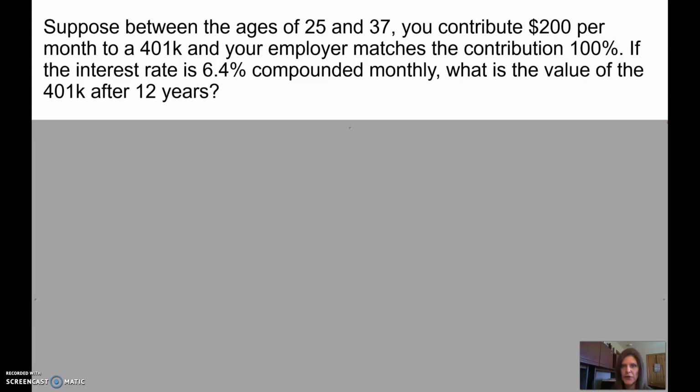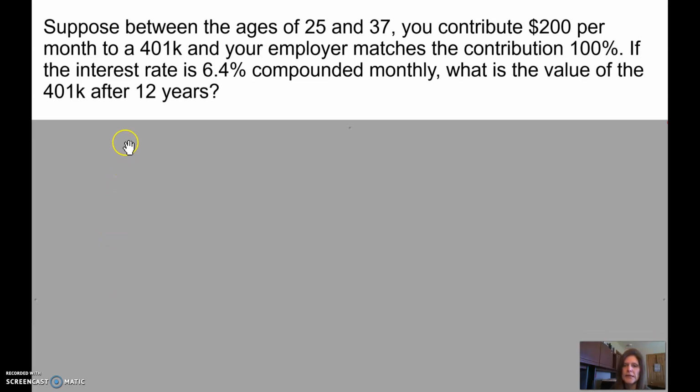Now that we've had a little practice just using the annuity formulas, let's put it into some context, into a real life kind of problem. This says, suppose between the ages of 25 and 37, you're contributing $200 per month to a 401k and your employer matches the contribution 100%. If the interest rate is 6.4% compounded monthly, what is the value of the 401k after 12 years?